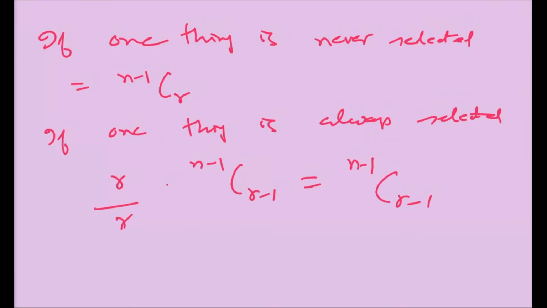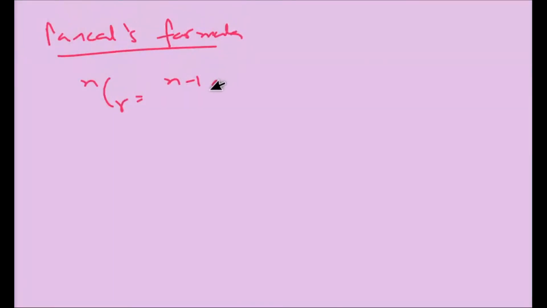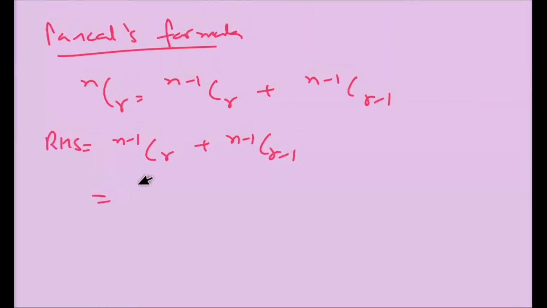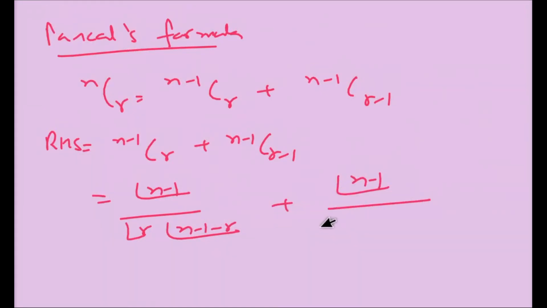Okay, now you can see a formula that is known as Pascal formula. That is NCR equal to n minus 1 CR plus n minus 1 C R minus 1. So using the RHS we can solve this: n minus 1 CR plus n minus 1 C R minus 1. Solve this using the formula. Okay, factorial n minus 1 upon factorial R, factorial n minus 1 minus R, plus factorial n minus 1 upon factorial R minus 1, factorial n minus 1 minus R minus 1.